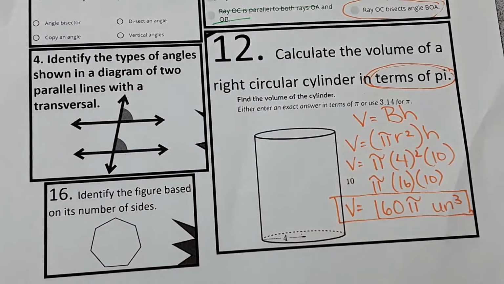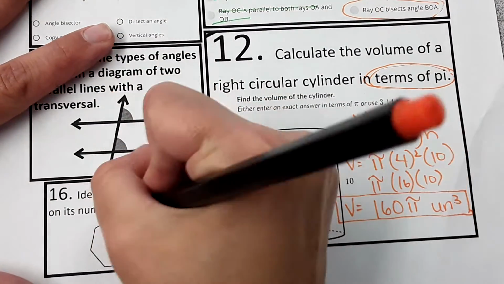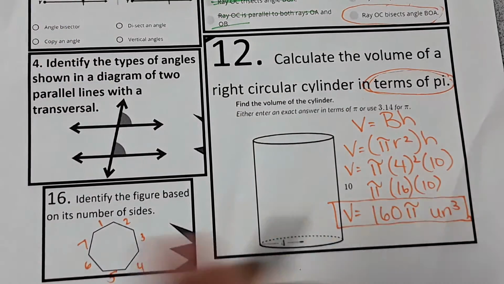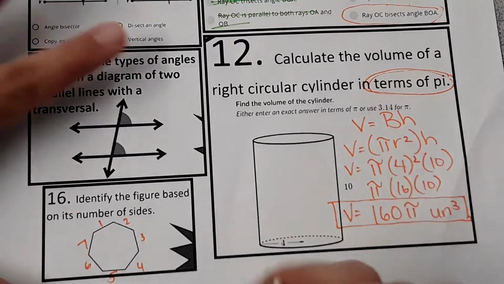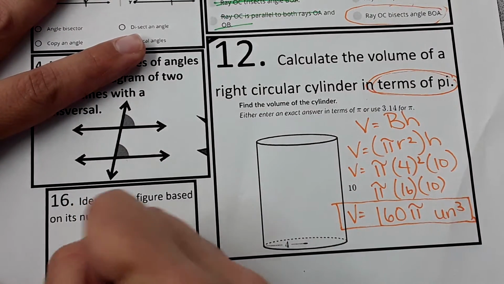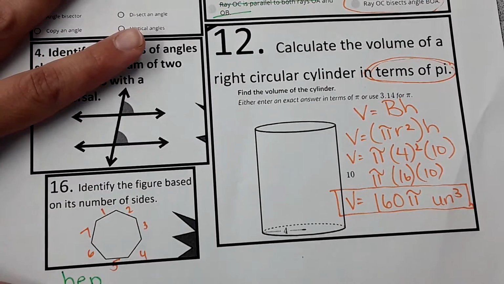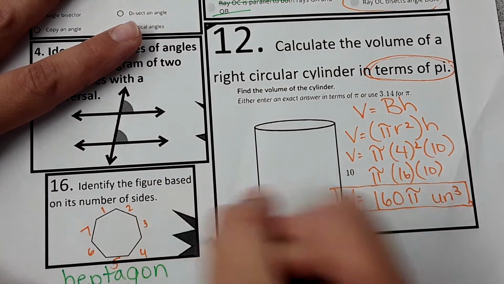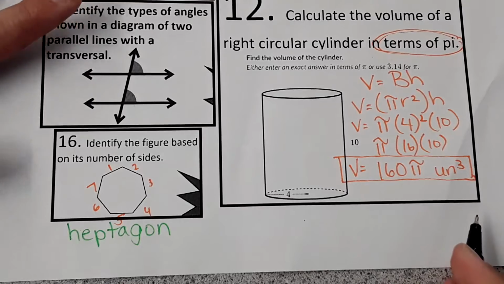Identify the figure based on the number of sides. I count the sides, 1, 2, 3, 4, 5, 6, 7. 7 sides is a heptagon. H-E-P. So many people put it's heptagon. Not a hectagon, a heptagon.